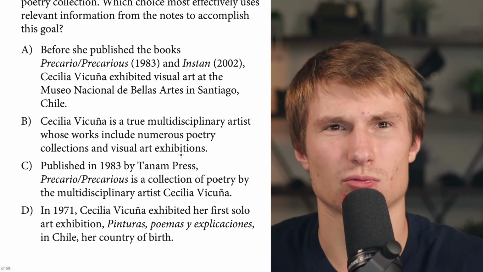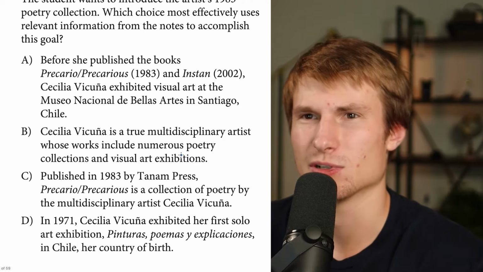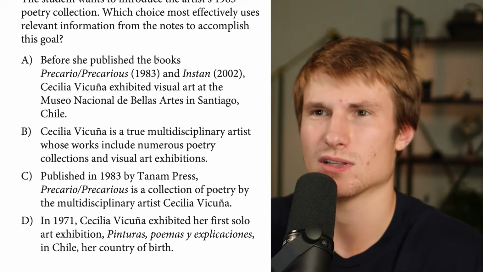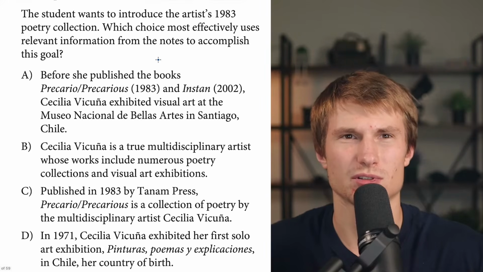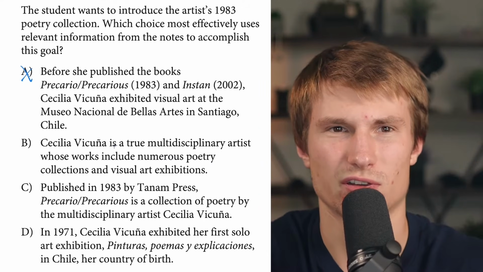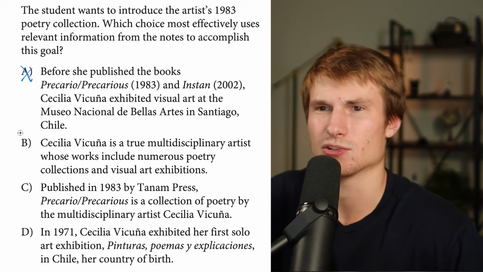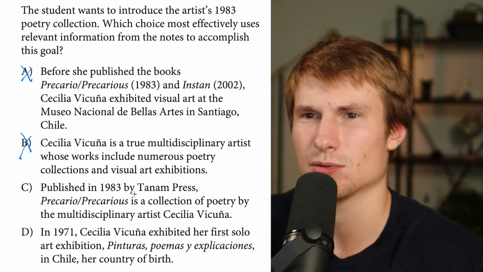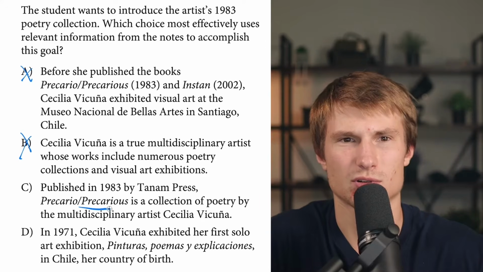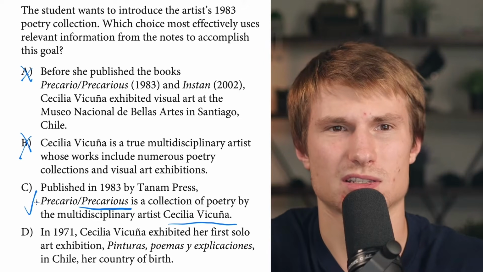Before she published the works Precarosh and Instan, she exhibited visual art at this museum. Well, that's not really introducing the poetry. She's just saying before she published this, she did this. We have B, Cecilia is a true multidisciplinary artist whose works include, okay, we're not introducing it, we never even mention it. C, published in 1983 by Tanem Press, Precarosh is a collection of poetry by the multidisciplinary artist Cecilia. That one makes sense.